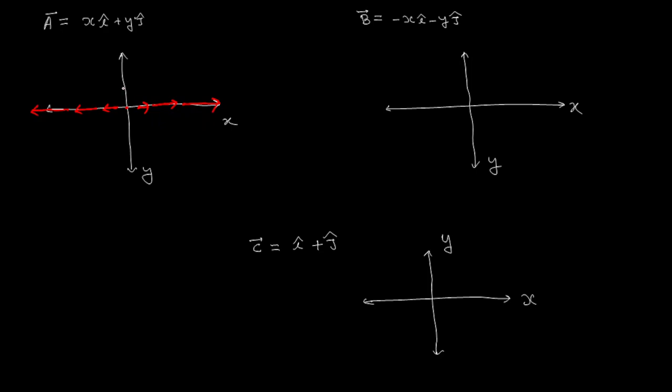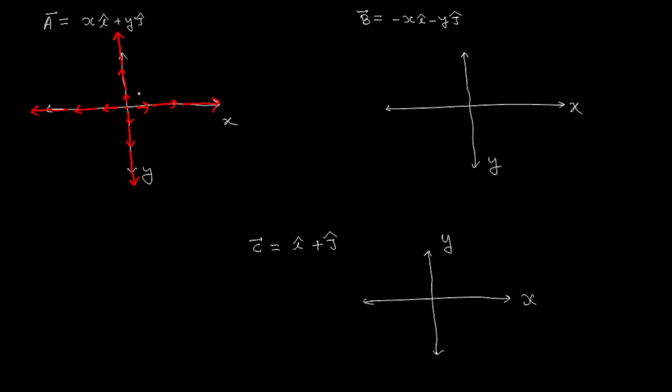And in the same way on the positive y-axis, x will be 0, and you put y equals 1, that will give you 1 j cap. You put 2, 2 j cap. If you put 3, then it will give you 3 j cap. And on the negative y-axis, it will be minus j cap, minus 2 j cap, minus 3 j cap.